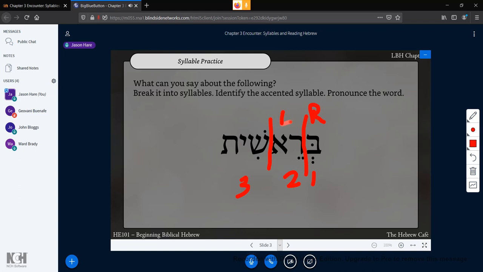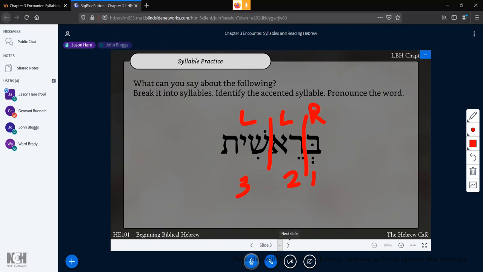This one is long. And this one is also long, because the chirik with the yod go together and make a long vowel. This is be, in the beginning, be. Second syllable is re, re. And the third, sheet, sheet. Be, re, sheet. And saying it together, bre, sheet, bre, sheet. Which means in the beginning. That's the very first verse of our reading.